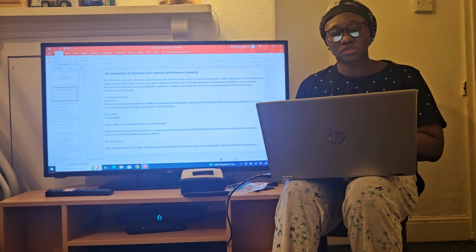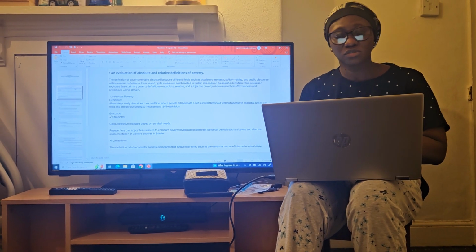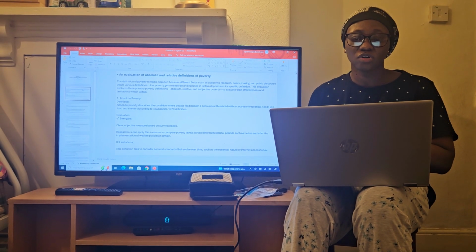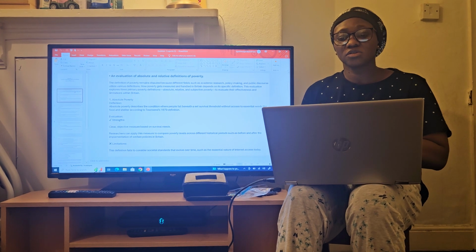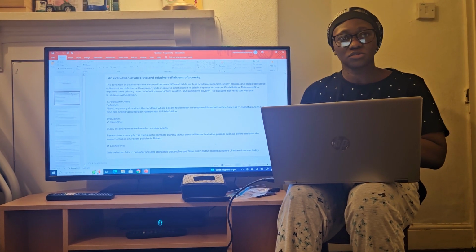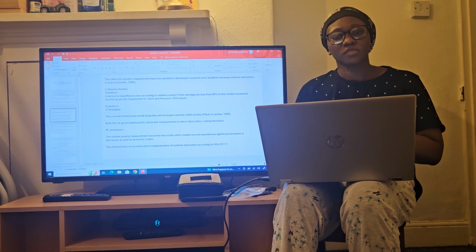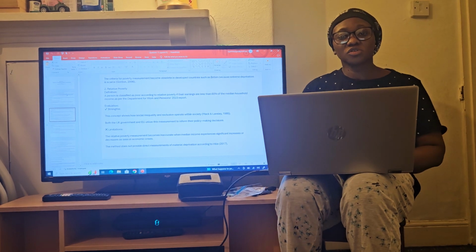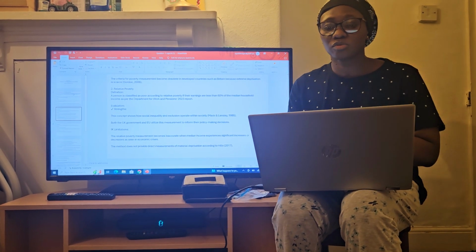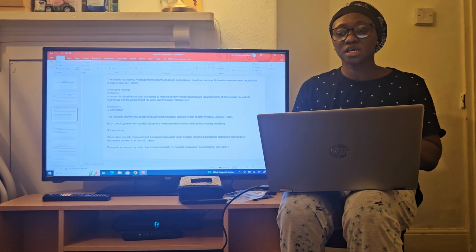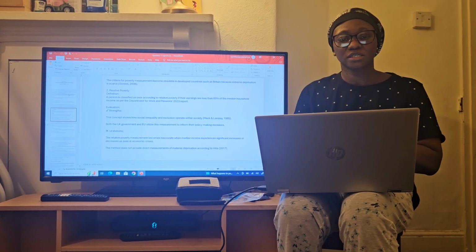The limitations. This definition fails to consider societal standards that evolve over time, such as the essential nature of internet access today. The criteria for poverty measurement become obsolete in developed countries such as Britain because extreme deprivation is scarce.